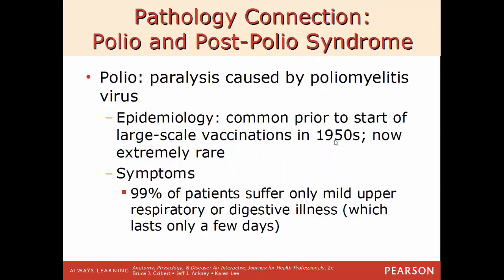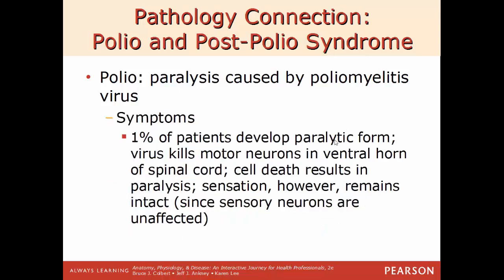All right, now we'll talk about another pathology connection. We'll talk about polio and the post-polio syndrome. Polio is a paralysis that's caused by the poliomyelitis virus. This was common prior to the start of large-scale vaccinations in the 50s, and now it is extremely rare. Symptoms: 99% of all patients suffer only mild upper respiratory or digestive illnesses, which typically only last just a few days. Only 1% of the patients will develop the paralytic form.